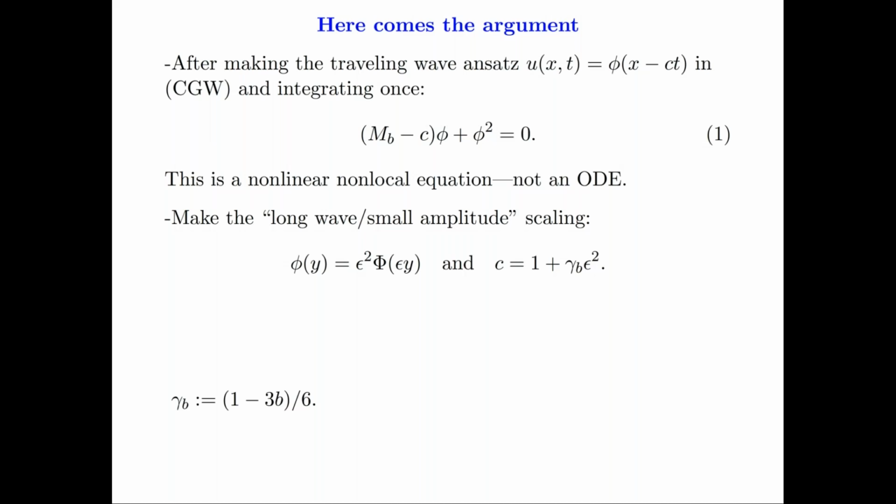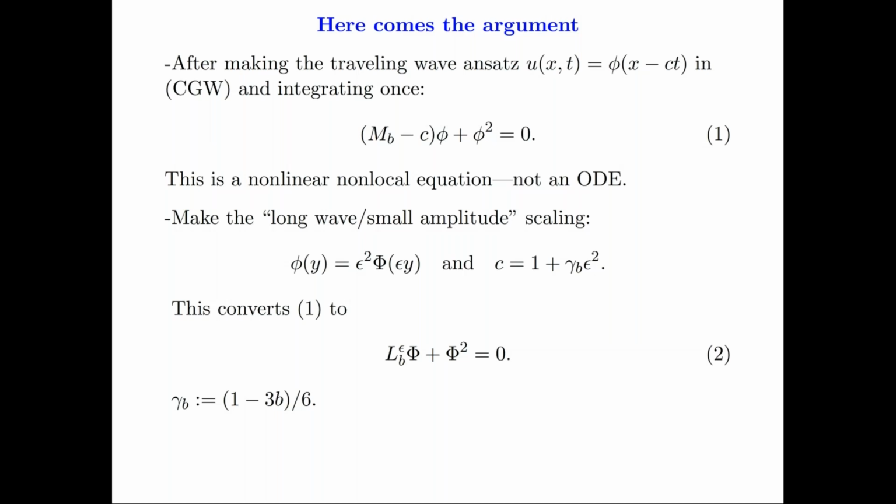Here this number gamma b is (1 minus 3b) over 6. It just turns out it's convenient. But you'll notice that it changes sign when b goes through a third, which you'll remember was an important number earlier. Anyway, if you do all that, and you make that scaling change and plug that into 1, you get this equation that I've called 2.